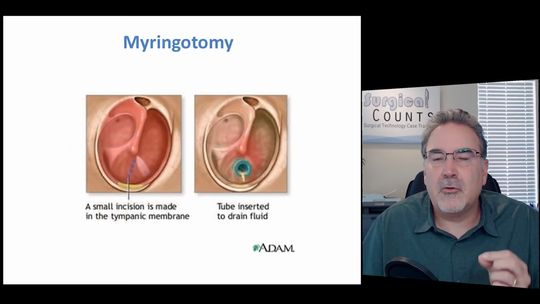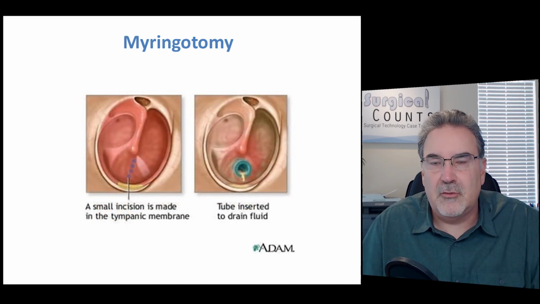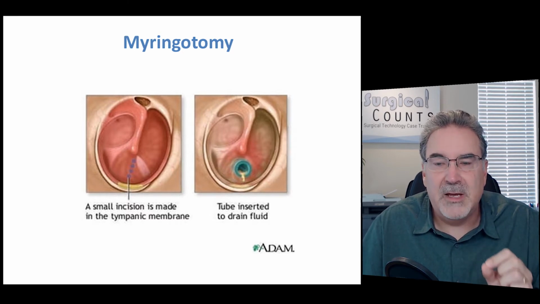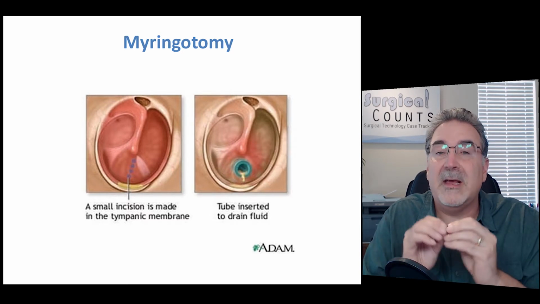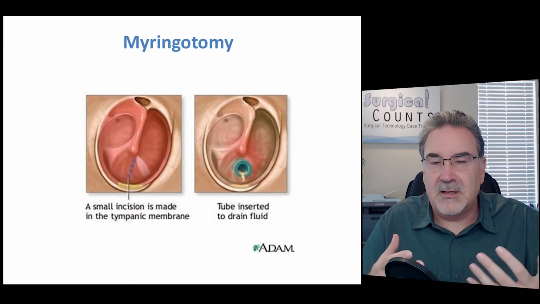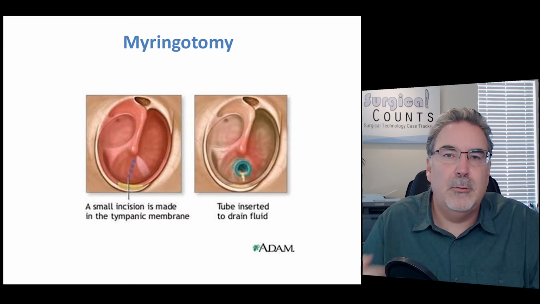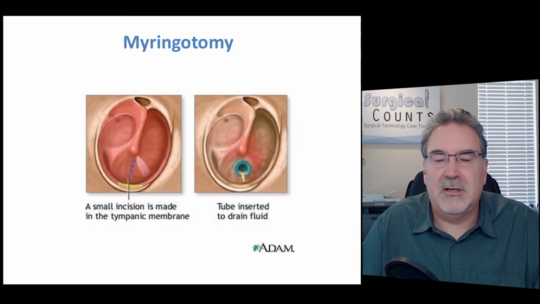So what we're going to do is create a small incision in the eardrum itself, in the tympanic membrane, to allow any fluid in there to drain out. And then we're going to insert a very small tube into the eardrum to help hold that incision open for at least several days or weeks until that tube eventually falls out and the condition clears.